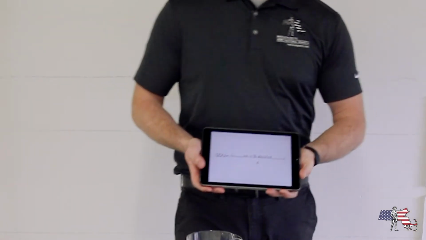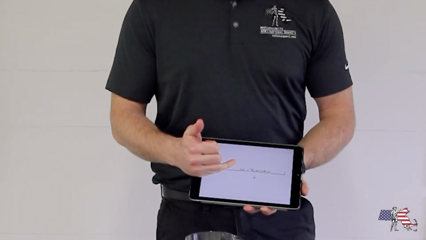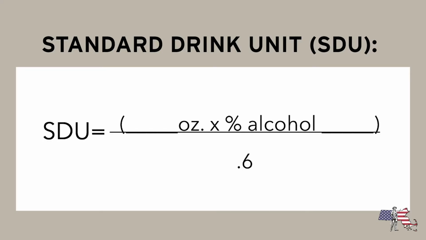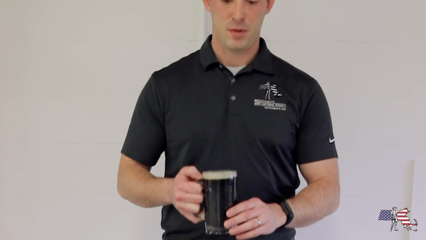So, we can take a look at any alcoholic beverage and determine how many SDUs it actually contains by figuring the number of ounces in the liquid times the percent of alcohol divided by 0.6. Let's go through some examples. Our specialized measurement cup can be used to determine the number of SDUs in a typical beer, wine, or distilled spirit. Here we've poured ourselves a beer, a stout.